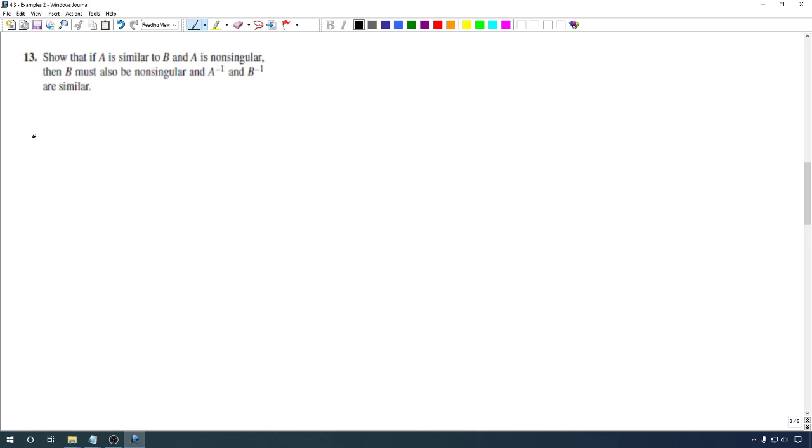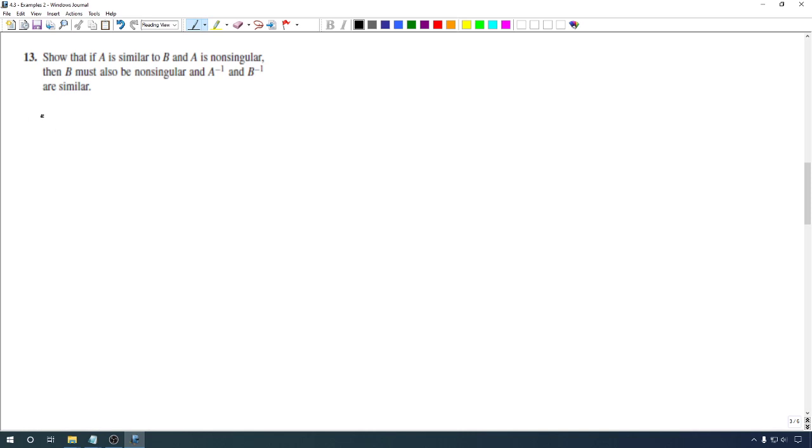Problem 13 is very similar to the previous one, where it's only got one part, but we're starting with the fact that A and B are similar. Well, we do need to know that A is non-singular for this to work, but then we want to show that B is non-singular and that the inverses are similar to each other.